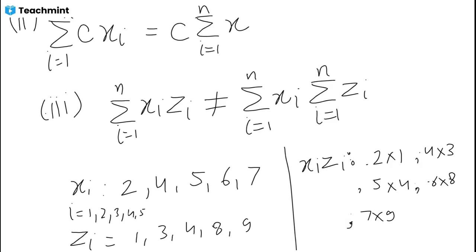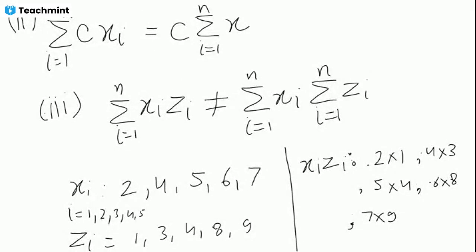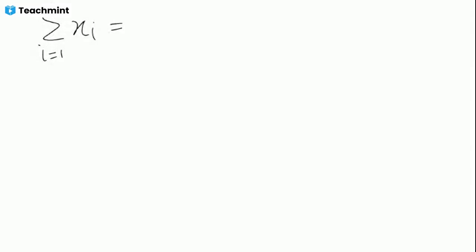Later we'll find it. Now let us find the summation of xi, where i is equal to 1 up to 5. We have the values of x: 2, 4, 5, 6, 7. So 2 plus 4 plus 5 plus 6 plus 7. We have only these values. So let us find it. We have 24.